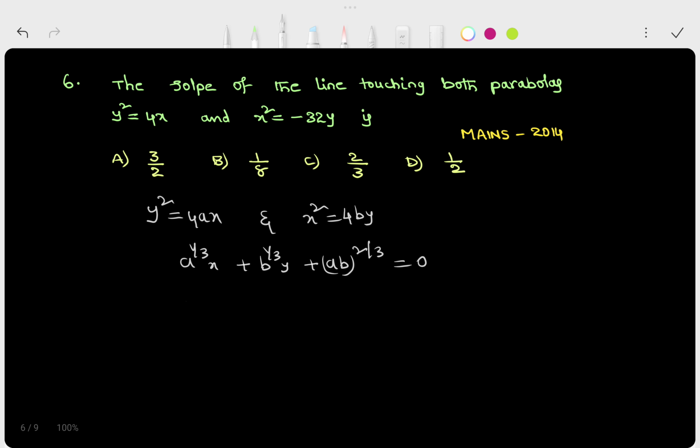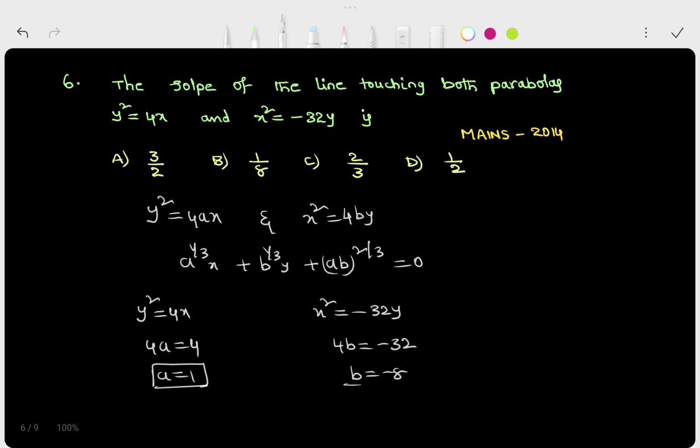According to this, what are the given parabolas? y square is equal to 4x and x square is equal to minus 32 into y. By comparing this with the first equation, 4a is equal to 4, a is equal to 1, and 4b is equal to minus 32, so b is equal to, what is that value, minus 8.